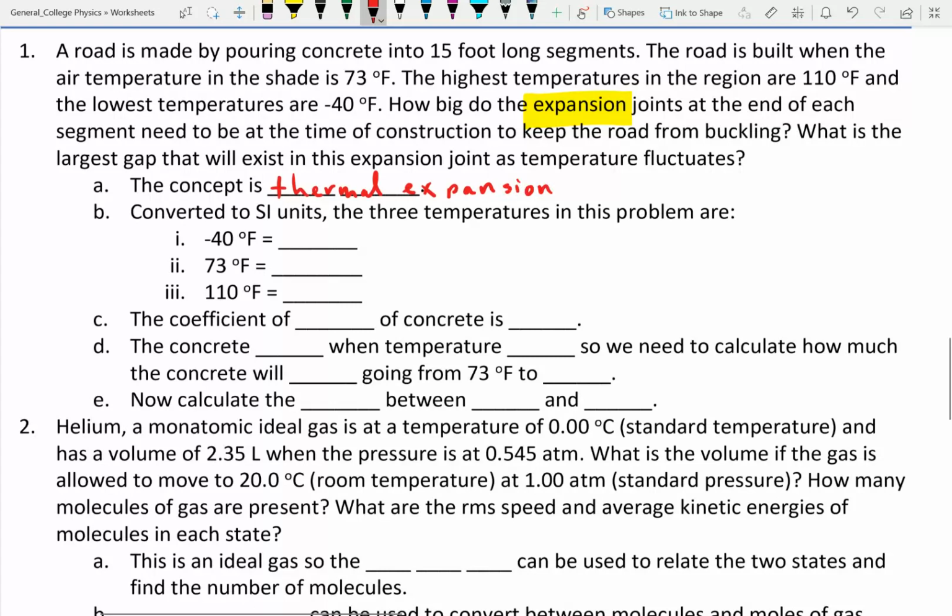So in order to do thermal expansion, we need to first convert temperatures into SI units. These temperatures were given in Fahrenheit. So the SI unit for temperature is kelvins, right? But we can use Celsius here because it's a change in temperature. When you're doing a change in temperature, you can use Celsius or Kelvin and you get the same result. So I'm going to do it in Celsius. So our equation is temperature Celsius is equal to 5/9 times temperature Fahrenheit minus 32 degrees.